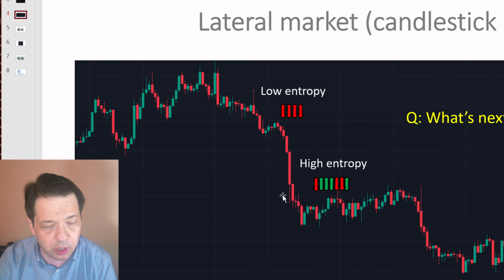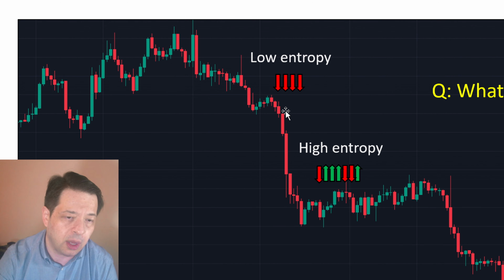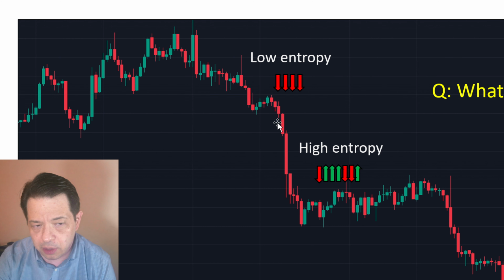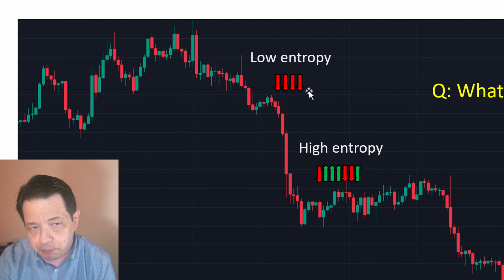So here we have two chunks of market, one that has a lateral movement, and in this case we're reducing the price movement to just whether the price is going down or up. A red candle will be the price going down, and a green candle will be the price going up. A lower entropy phase is one in which the price is consistently going down or up. In this case it's going down, and we have a series of candles, in this case 4-hour candles, that are all red. So the price goes down, down, down. And if you have a string of candles, samples of the same color, you can guess that the next one will probably continue to be the same color.